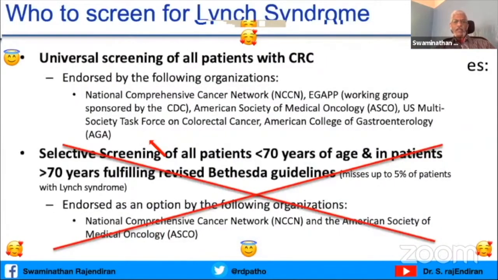And what are the criteria for screening the patients? Previously, we used to have Bethesda guidelines: who are all the patients to be screened for Lynch syndrome in case of colon cancer? But now we follow universal screening of all patients with CRC. Any patient with colorectal cancer, we have to screen them for Lynch syndrome, and it is endorsed by many of the very well-known communities in molecular, pathological and clinical fields.